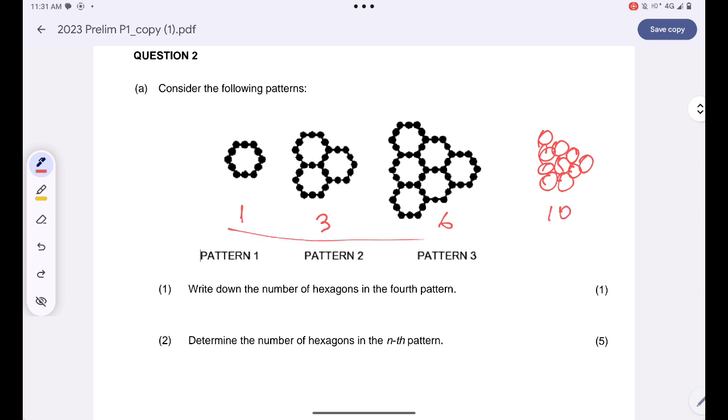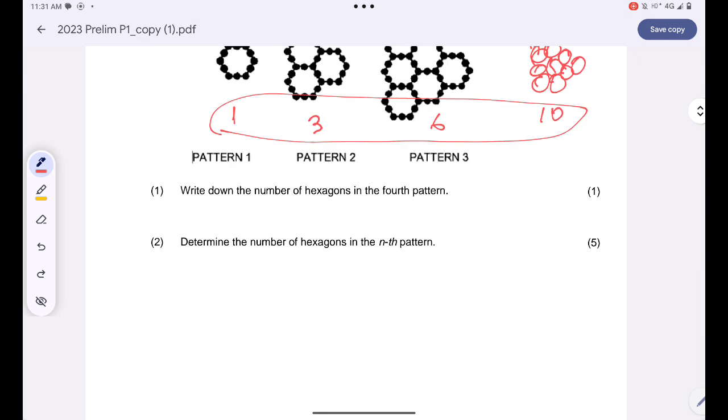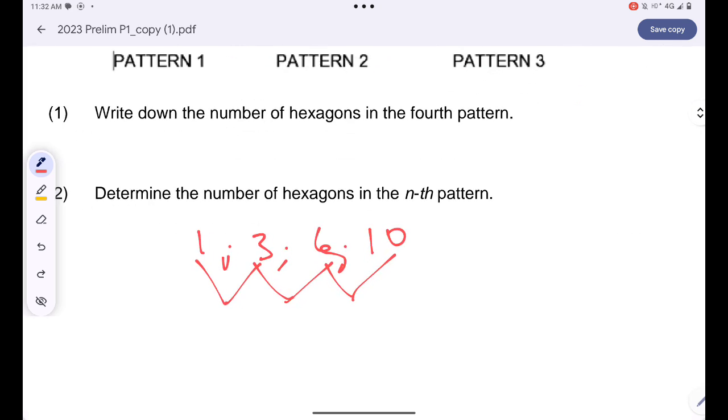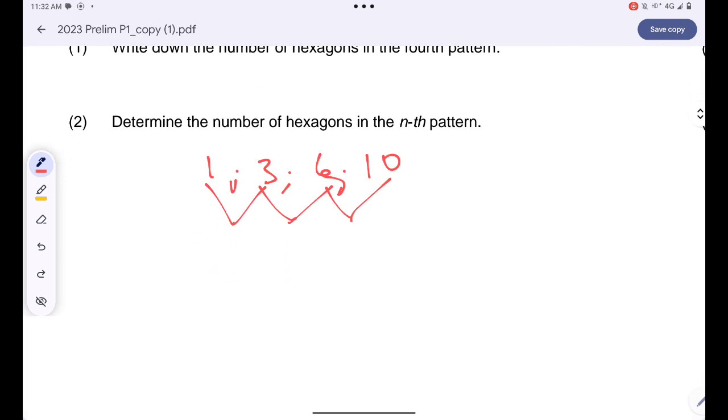So these patterns form a quadratic number pattern, such that I'll simply have 1, 3, 6, and 10. Remember that for a quadratic number pattern, the second difference is the one that is common. I'll simply have 3 minus 1, that's 2. The difference over there is 3. The difference there is just 4. And then the common difference is just equal to 1.